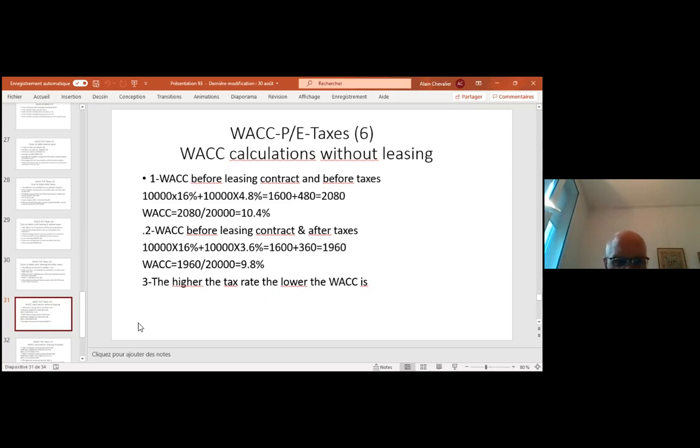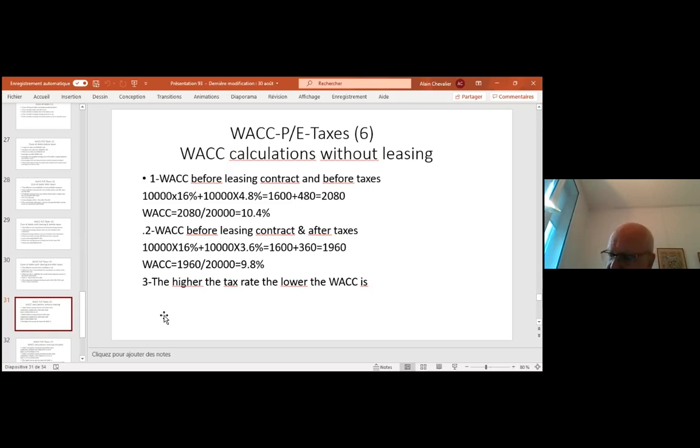What does it mean with that kind of relation? The higher the tax rate, the lower the WACC. A CFO in general wants to minimize the WACC because he knows that when the WACC goes down, the net present value of portfolio investment will increase and the value of the company will increase. So it seems it's good news to have a higher tax rate than before.